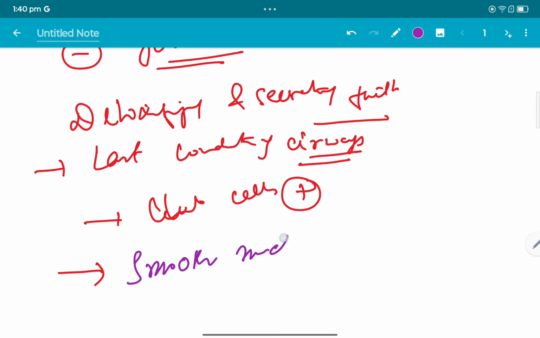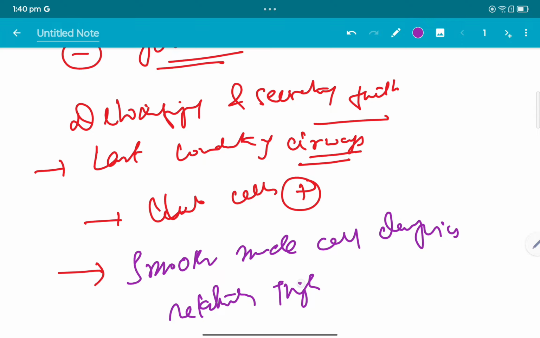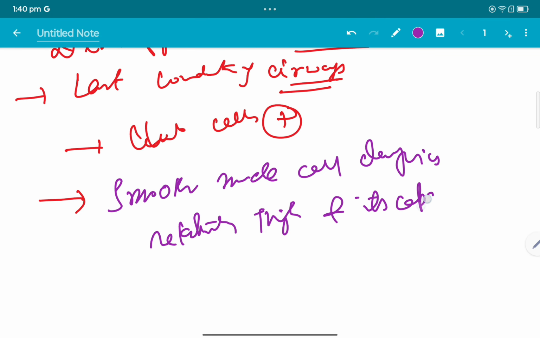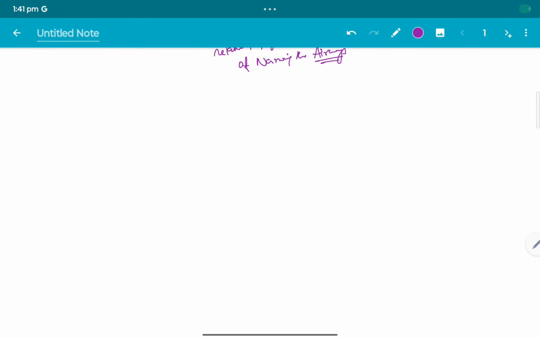The smooth muscle layer is relatively thick and it is capable of narrowing the airway. Next is the alveolar ducts and sacs.